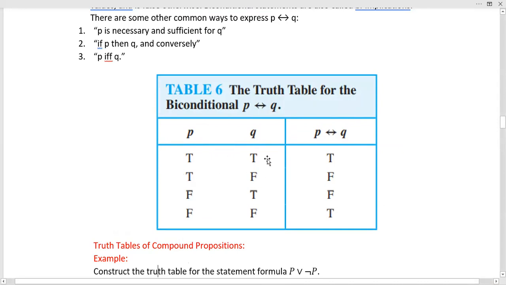See here, if both are true, then P biconditional Q is true. If both are false, then P biconditional Q is also true. So when both are false or both are true, the biconditional is true. If exactly one statement is false, then it is false. Or if exactly one statement is true, then it is false.